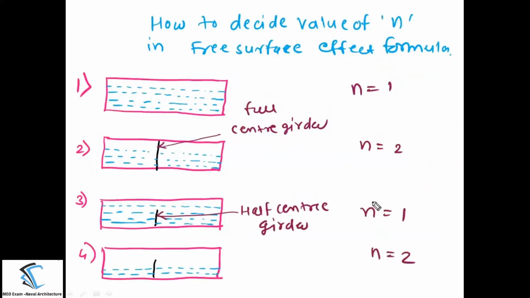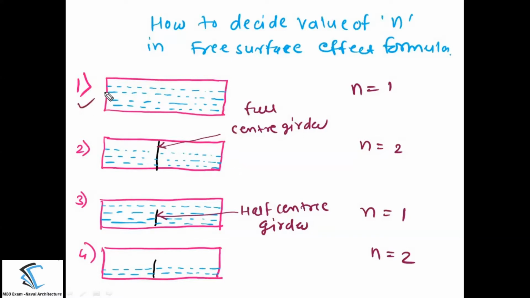We will have a discussion on how to decide the value of n in the free surface effect formula. If you have seen that in earlier problems we have decided the value of n, then we will have a little bit more discussion on this. So I thought we will take different conditions, and let me explain all the conditions on the same page, so it will be easy to understand how to decide the value of n. So there are 4 conditions I have taken here.